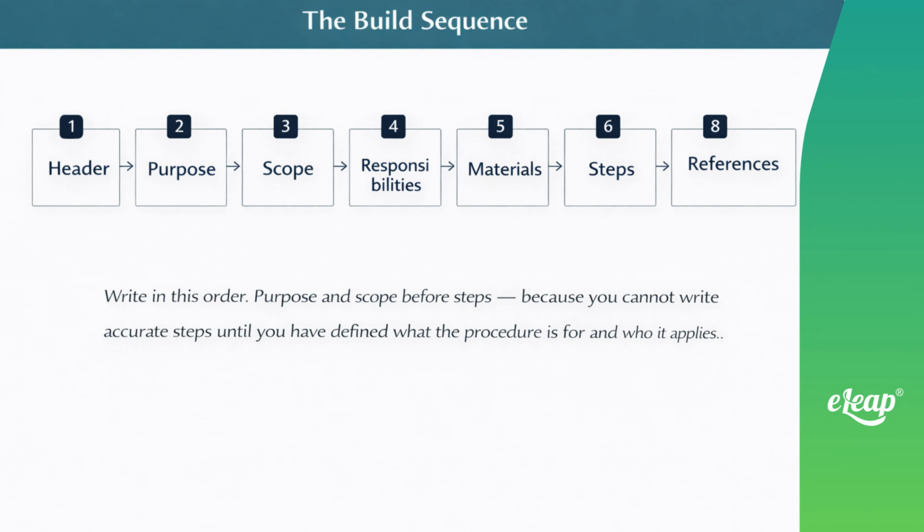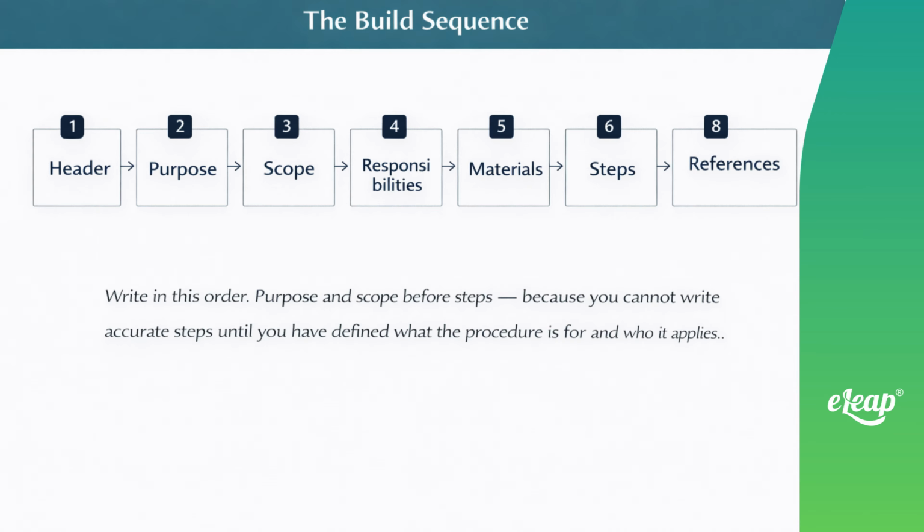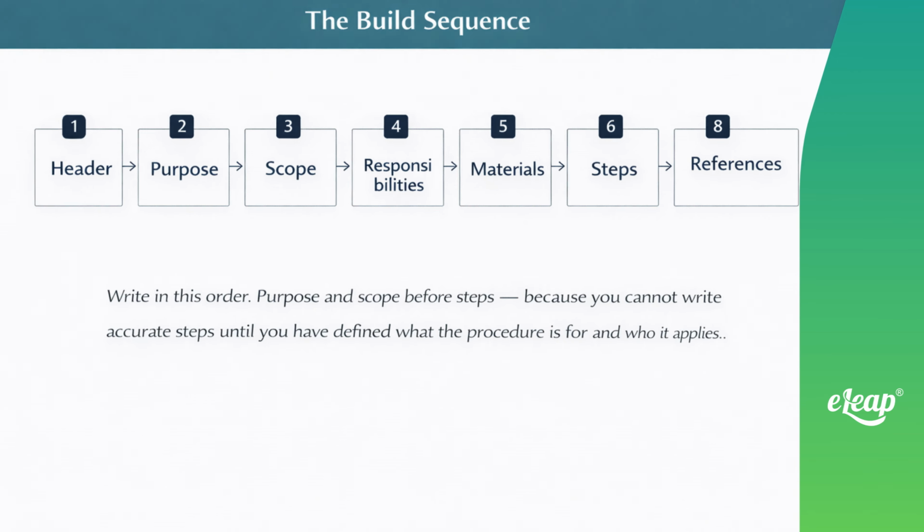One more thing about building from scratch. Write in this order: purpose and scope before steps, because you cannot write accurate procedure steps until you have defined what the procedure is for and who it applies to. Skipping to the steps first is the single most common reason SOPs come back from review with fundamental scope problems.